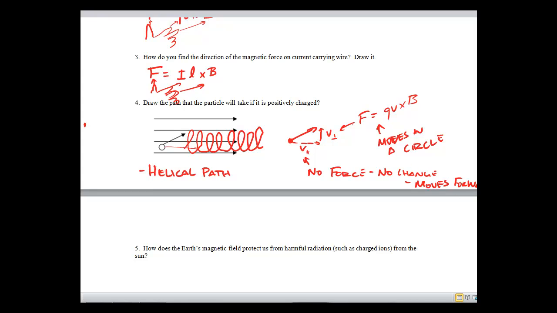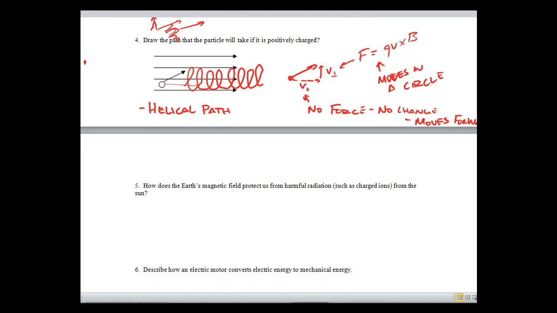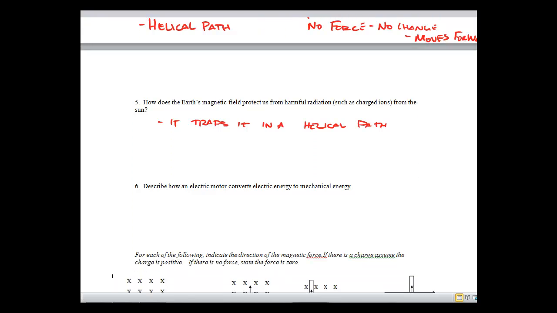So, follow-up to that is, how does Earth's magnetic field protect us from harmful radiation? It traps it in that helical path around those magnetic field lines. And our evidence for that are the northern lights and the southern lights. It's those trapped magnetic particles interfering with the atmosphere.